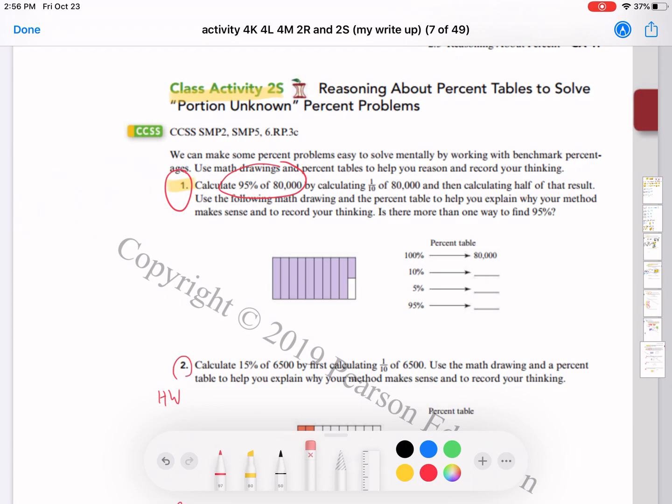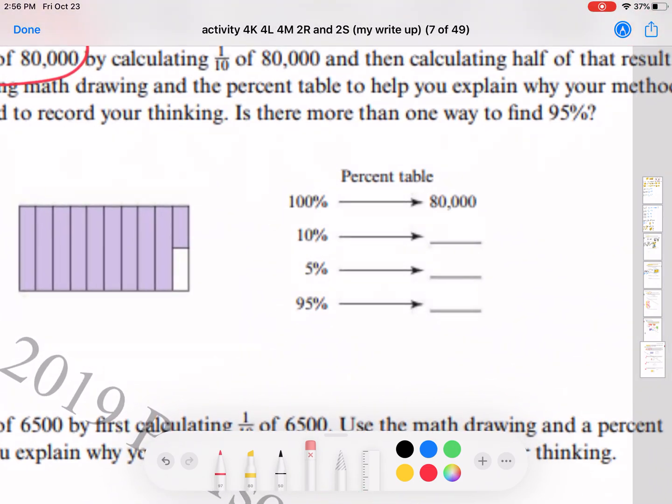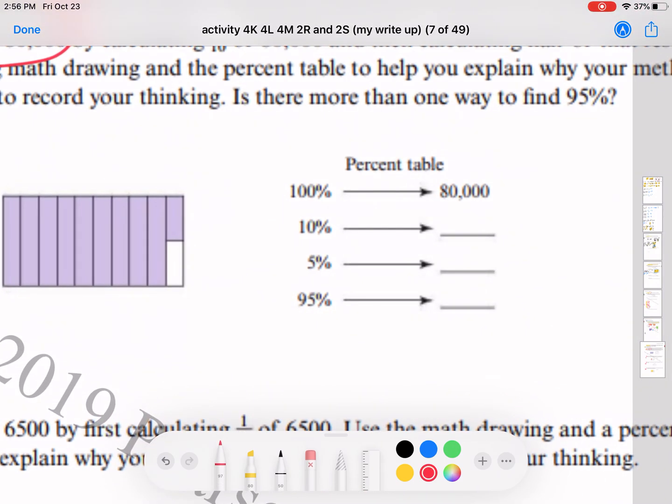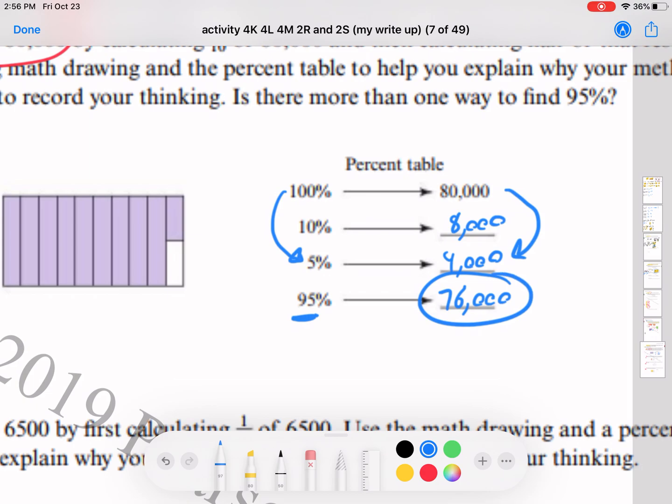Table method says, if 80,000 is 100%, then 10% should be 8,000. 5% should be 4,000. So if I do 100% take off 5%, I should get to 95%. So 80,000 take away 4,000 should be 76,000. Table method.